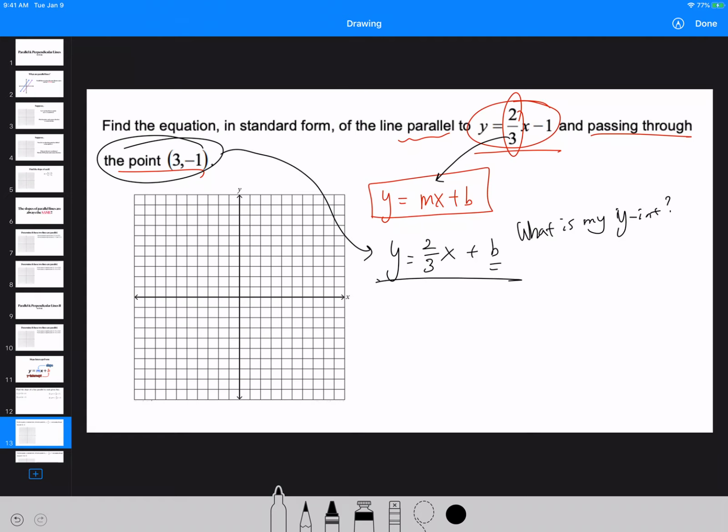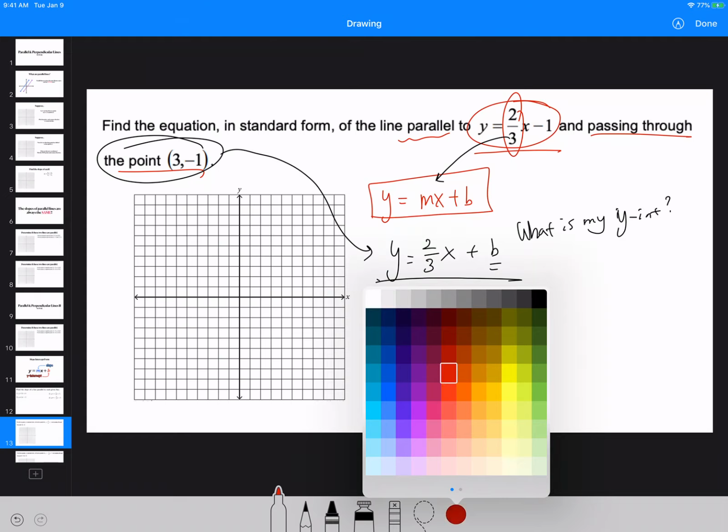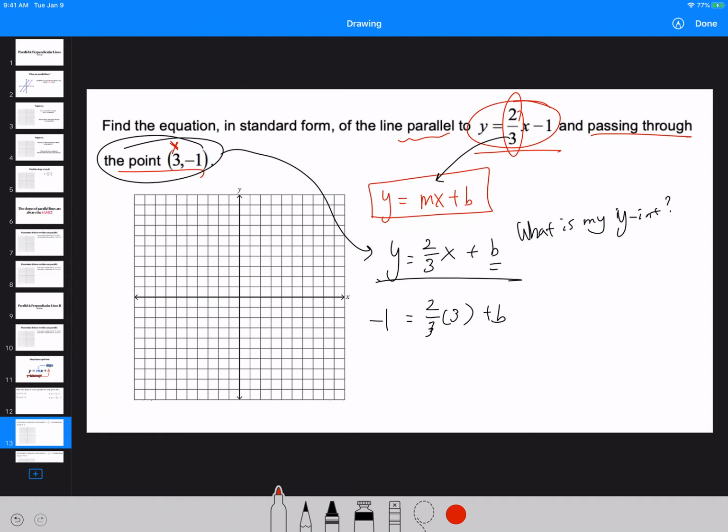So we have negative 1 is equal to 2 over 3 times 3 plus b. If you're wondering what I just did, we have the x value as 3, and the y value as negative 1. Please remember that a coordinate always comes in the format of x first and then y second. So whatever value is first is your x value, and whatever value is second is your y value. So I plug in 3 for my x and negative 1 for my y, and that's exactly what I just did there. So what's my next step? Just plug in the coordinates.